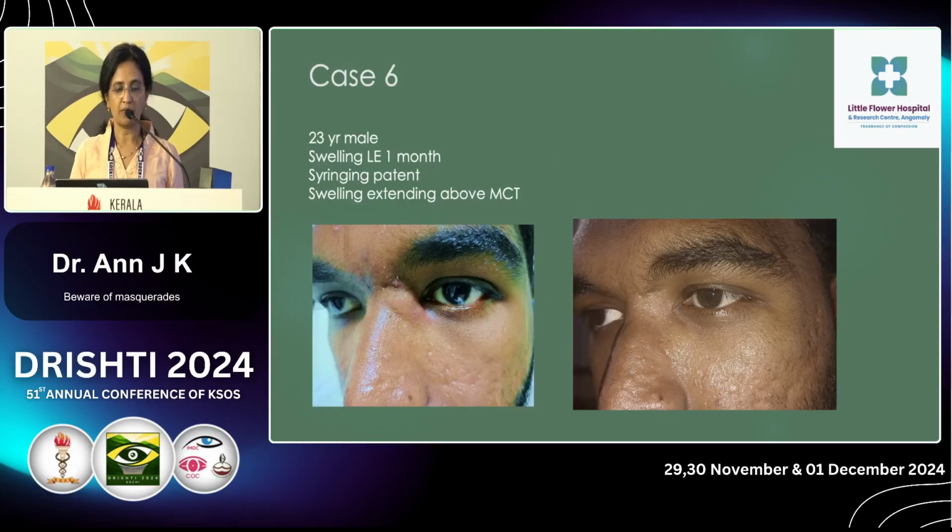This patient came to me with a reference of dacryocystitis, but it was from a general practitioner, not an ophthalmologist. He came with a swelling of the left eye of 1 month duration, and the mass was extending well above the medial canthal tendon insertion. Syringing was patent. He had no complaints of watering, and you can see an infected hair follicle there. It was a furuncle, and it subsided with a course of systemic antibiotics and analgesics.